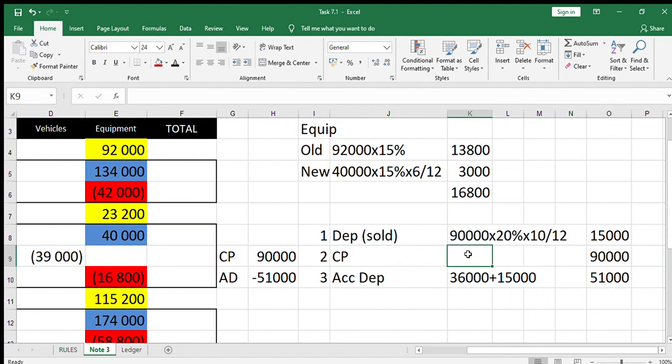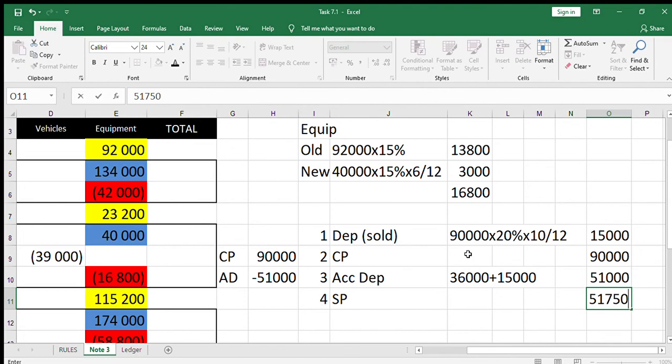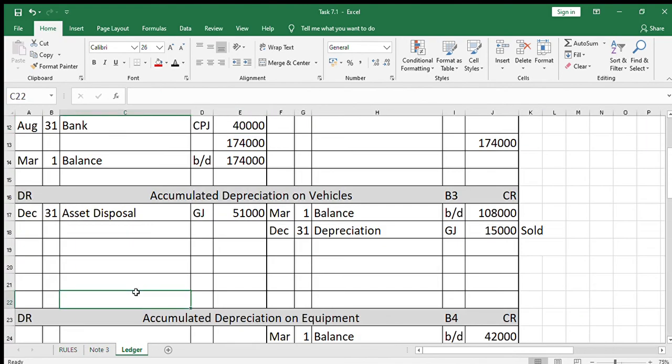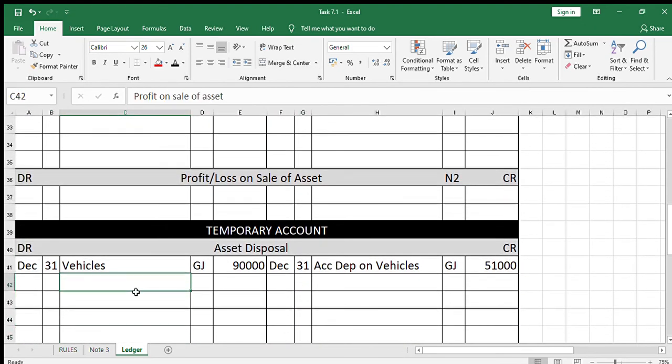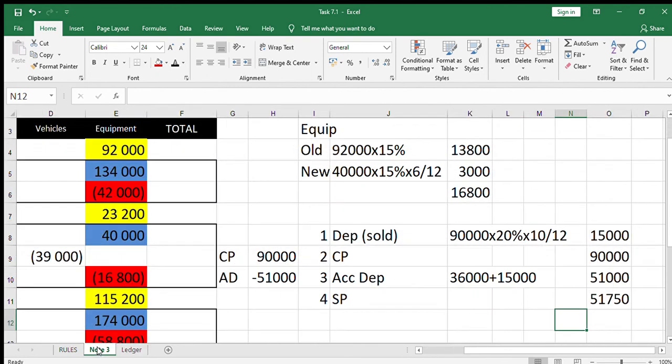Then the next step is to record the selling price. So how much did we get for this asset when we sold it? It was sold on credit for 51,750. Remember, it can't be sold to a creditor. It's sold to a debtor. So the journal entry would be debit debtors control and credit asset disposal. So on the credit side of asset disposal, we're going to have debtors control with 51,750. Let's go back to note 3.